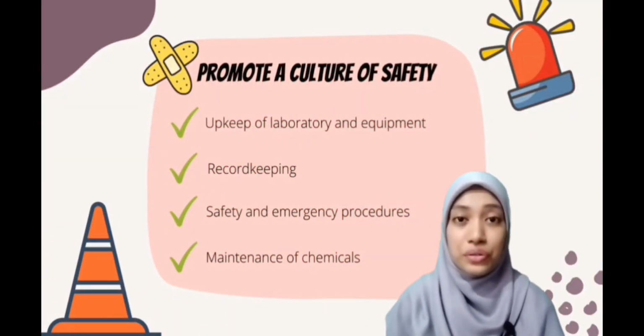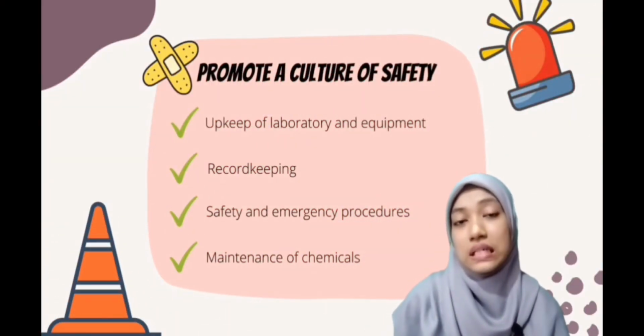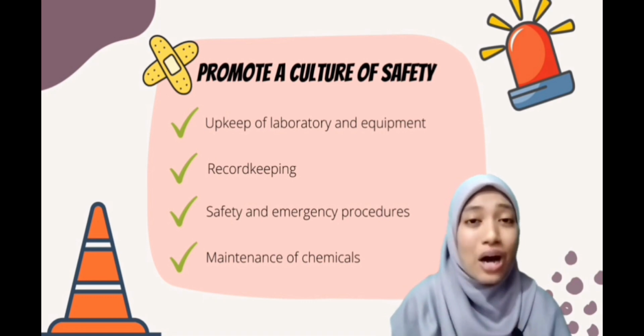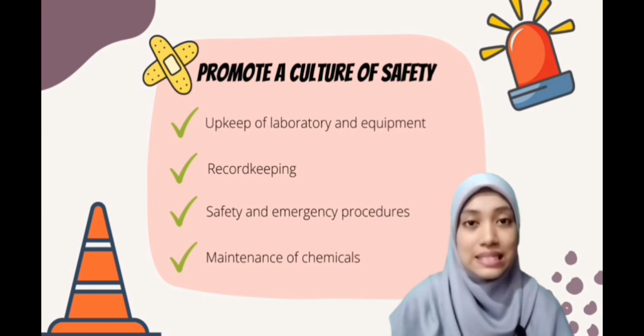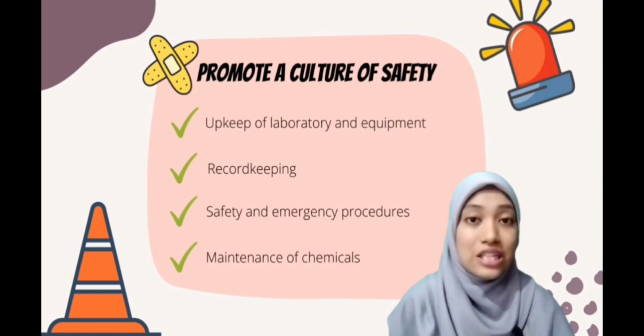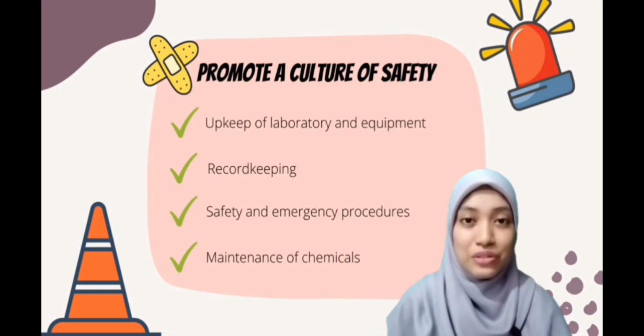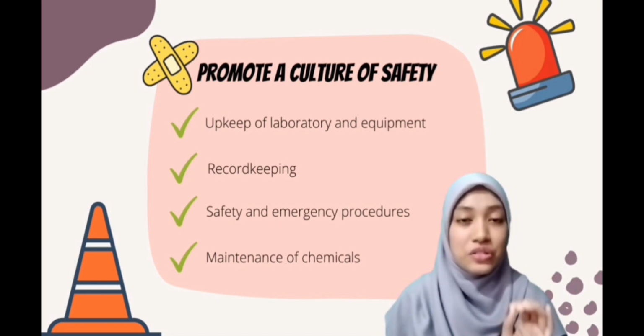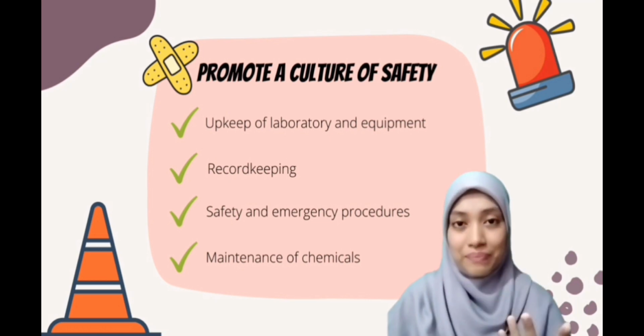The teachers have now learned about the equipment used in the laboratory, the types of chemicals to be used, and how to treat and prevent accidents in the laboratory. Now they can create a culture of safety in the chemistry laboratory. There are 4 ways to create a safe chemistry laboratory environment.